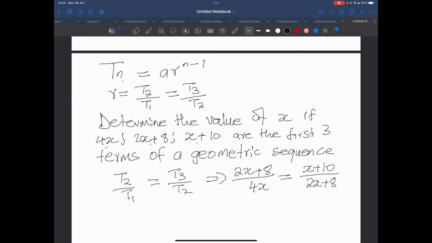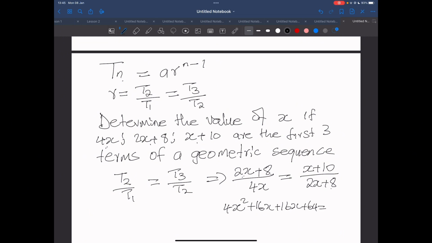So we can now do cross multiplication in this case. 2x times 2x is 4x squared. 2x times 8 is 16x. And then 8 times 2x is also 16x. And 8 times 8 is 64.